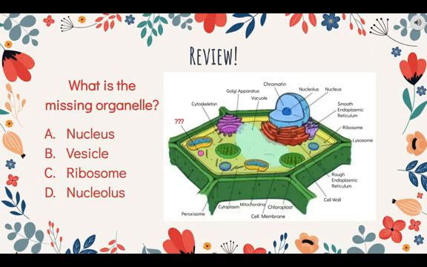Review. On the right-hand side, which organelle do you think the question marks are pointing to? A, the nucleus, B, vesicle, C, ribosomes, or D, nucleolus? If you guessed B, that is correct. That pink circle right there is the vesicle.